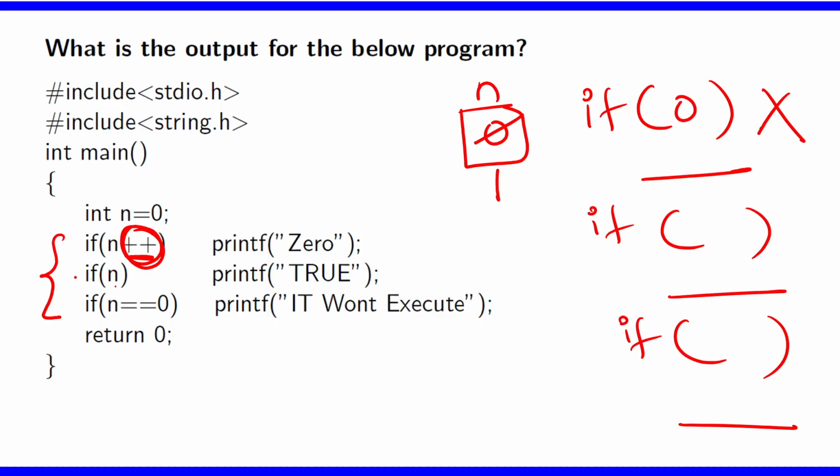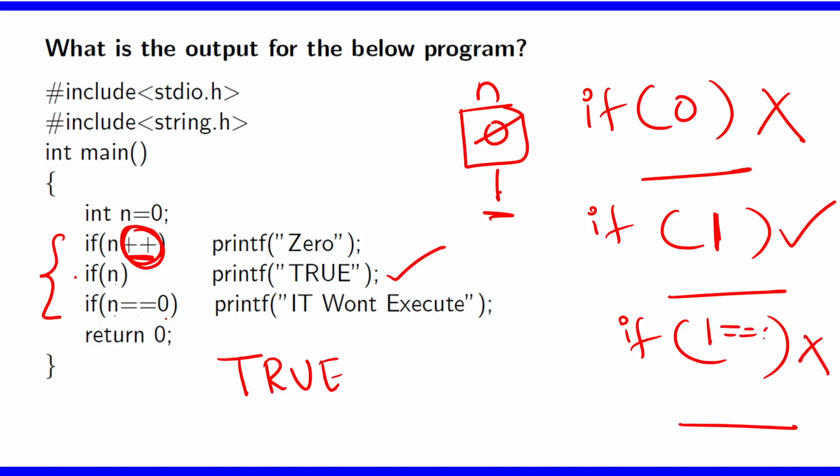Now if of 1, second one, if of non-zero is true. Therefore I will print the value as true in the output. This will execute. Then third if condition, n value is still 1. If n is equal to 0, 1 is equal to 0, no, this condition is false. Therefore the answer is only true.